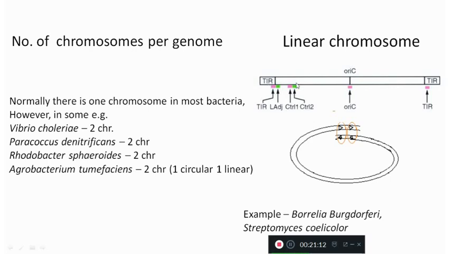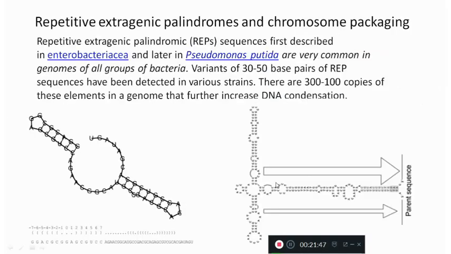These terminal inverted repeats help the chromosome to circularize like this. These two ends can hybridize with each other, and they are held by certain proteins also. So basically it forms a circular structure which is not covalently closed, rather it is a non-covalent circular molecule. So in the case of Borrelia burgdorferi and Streptomyces, the chromosome is circular, but it is not covalently closed circular. It is a linear DNA, basically.